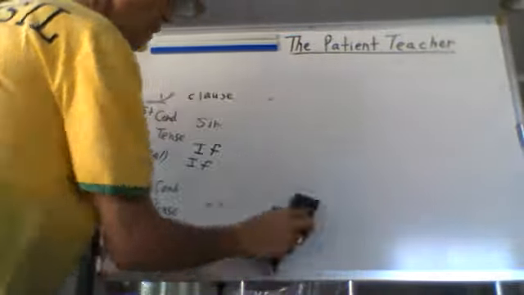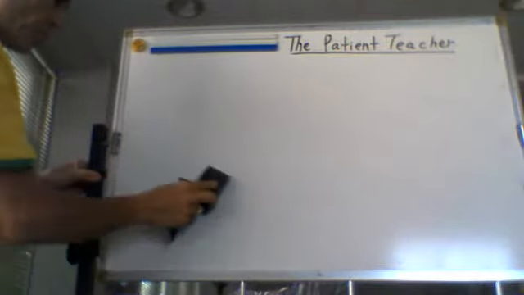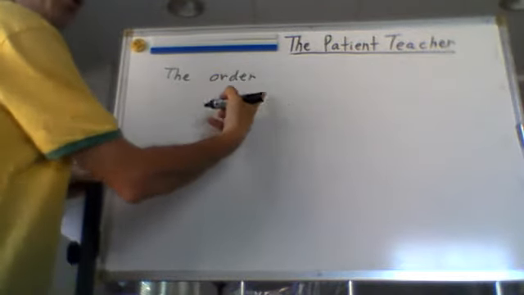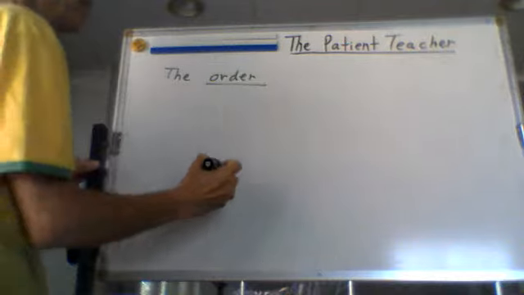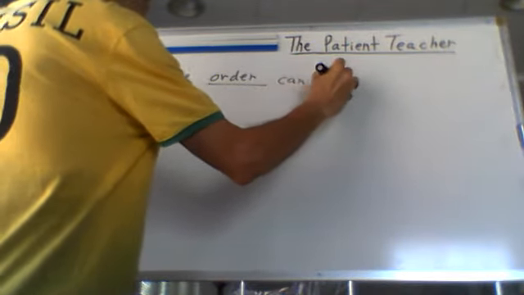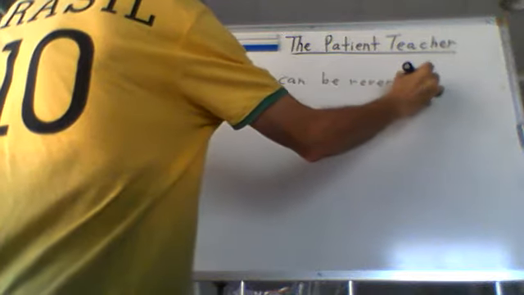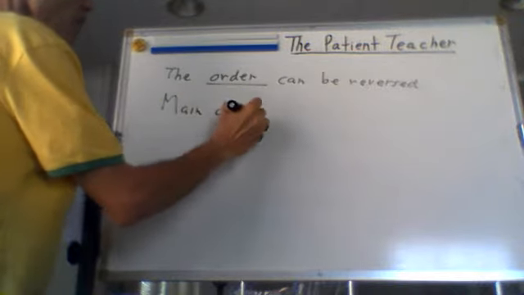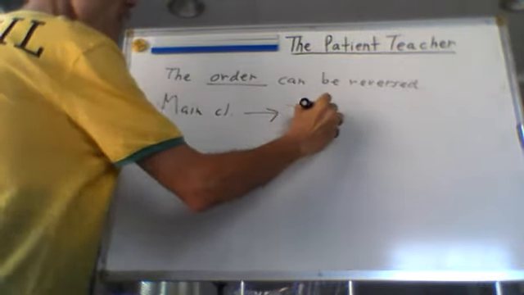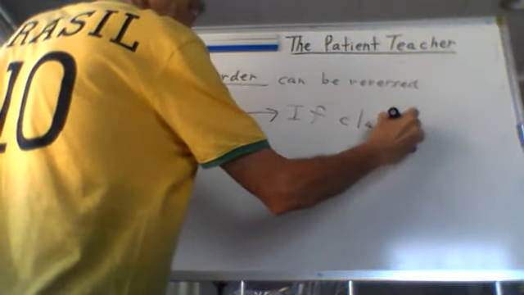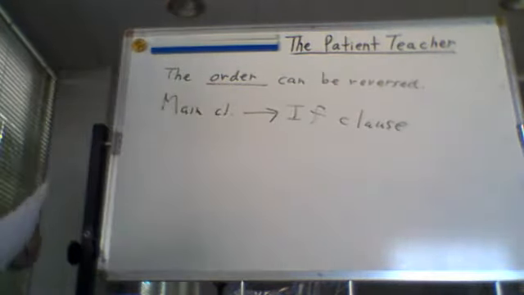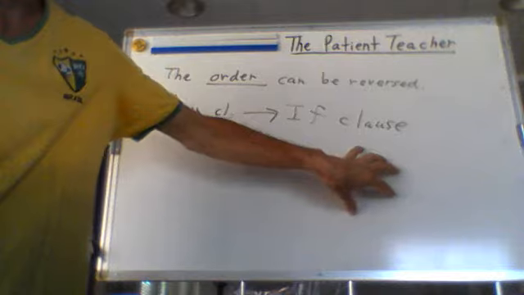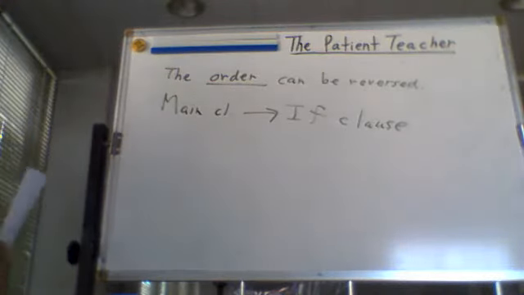Now, a couple of things to keep in mind. The order, right? 1, 2, 3. That's what order means. Can be reversed. Now, if you don't know what that means, it means you can have the main clause come first and then the if clause. And it seems only natural, right? You can say this will happen if the condition that you have is met, right?